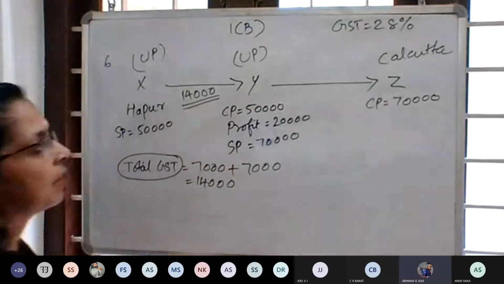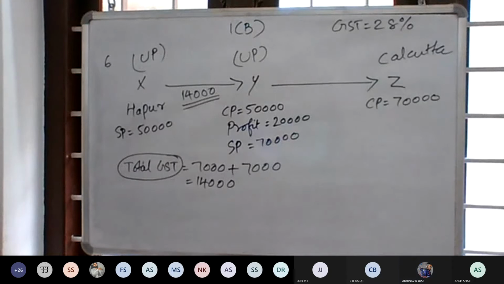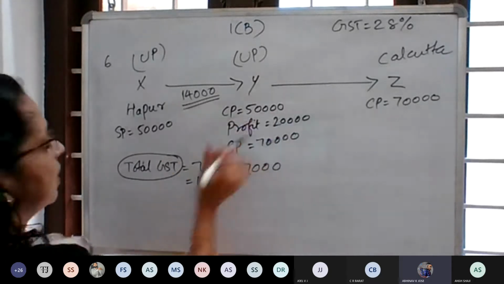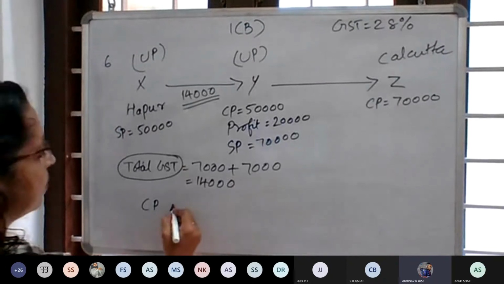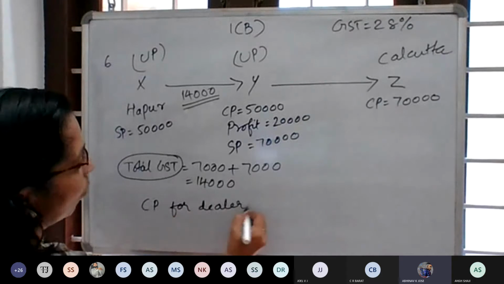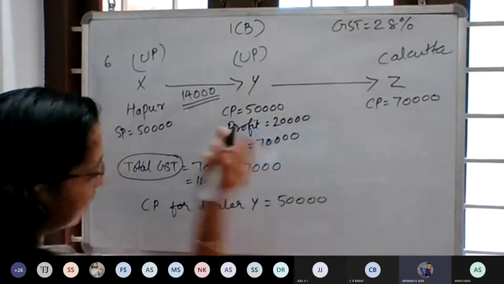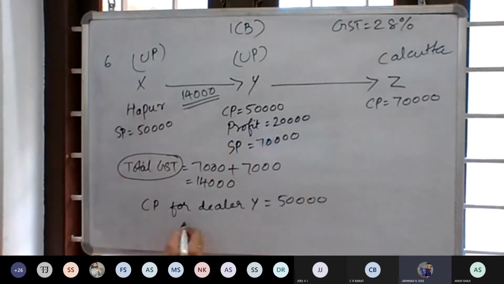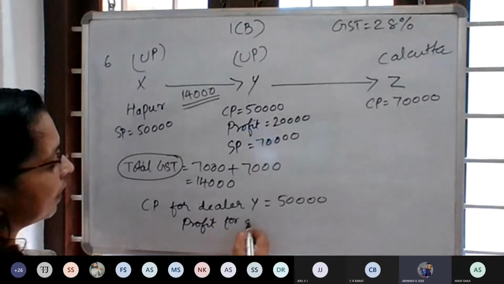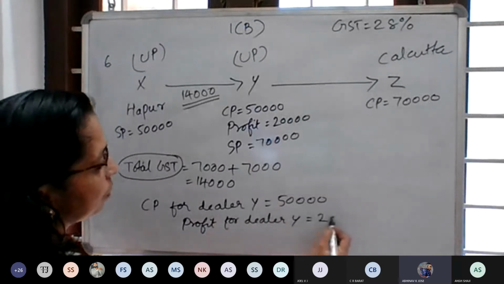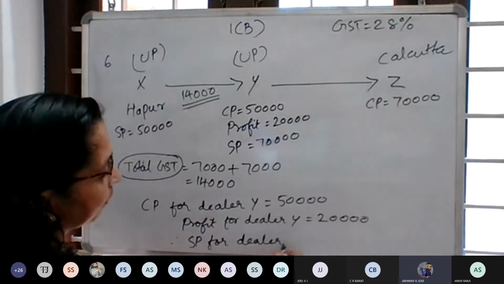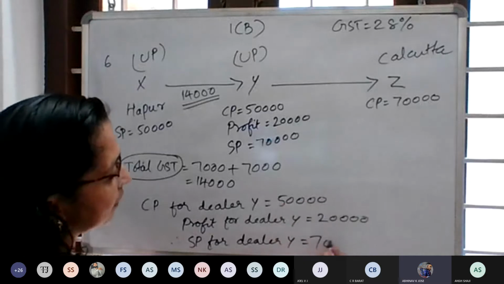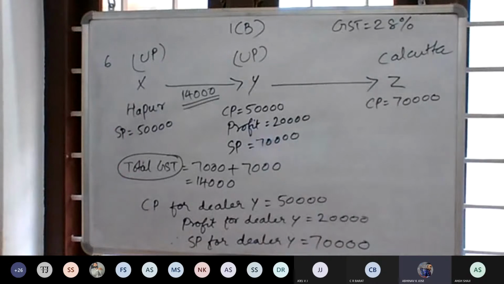The next. Since the transaction, we want to write cost price. We didn't write that, cost price. Cost price for dealer Y is equal to 50,000. Profit for dealer Y is equal to 20,000. Therefore, SP for dealer Y is equal to 50,000 plus 20,000, 70,000. Next step.